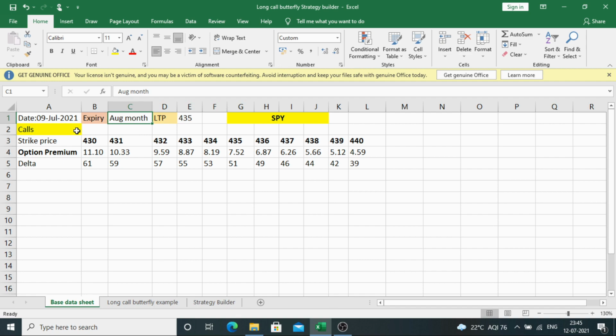So delta is used by people in order to understand the probability of success. I will show you in this scenario what kind of probability of success there will be for the position which we are going to take. That I will explain when I show you the long butterfly example. Let's get into the example here.